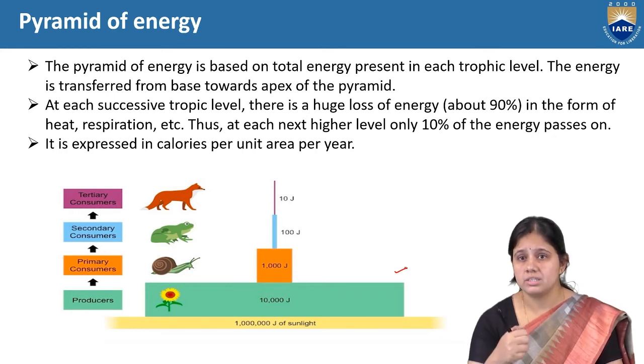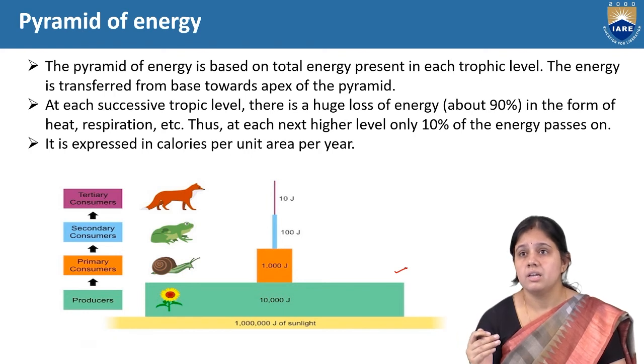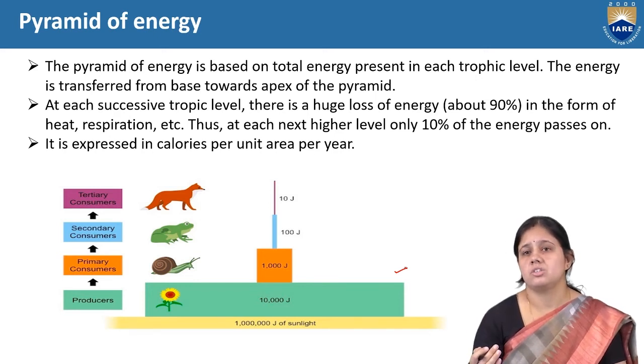So you can see that there is some energy from sunlight, and the producer makes available 10,000 joule of energy. They pass on only 10%, because 90% is lost in their respiration, locomotion and all their functions, leaving 1000 joule. Again 90% of the energy is reduced, and 100 joule of energy is made available for the secondary consumer, and then 10 joule of energy for the tertiary consumer.